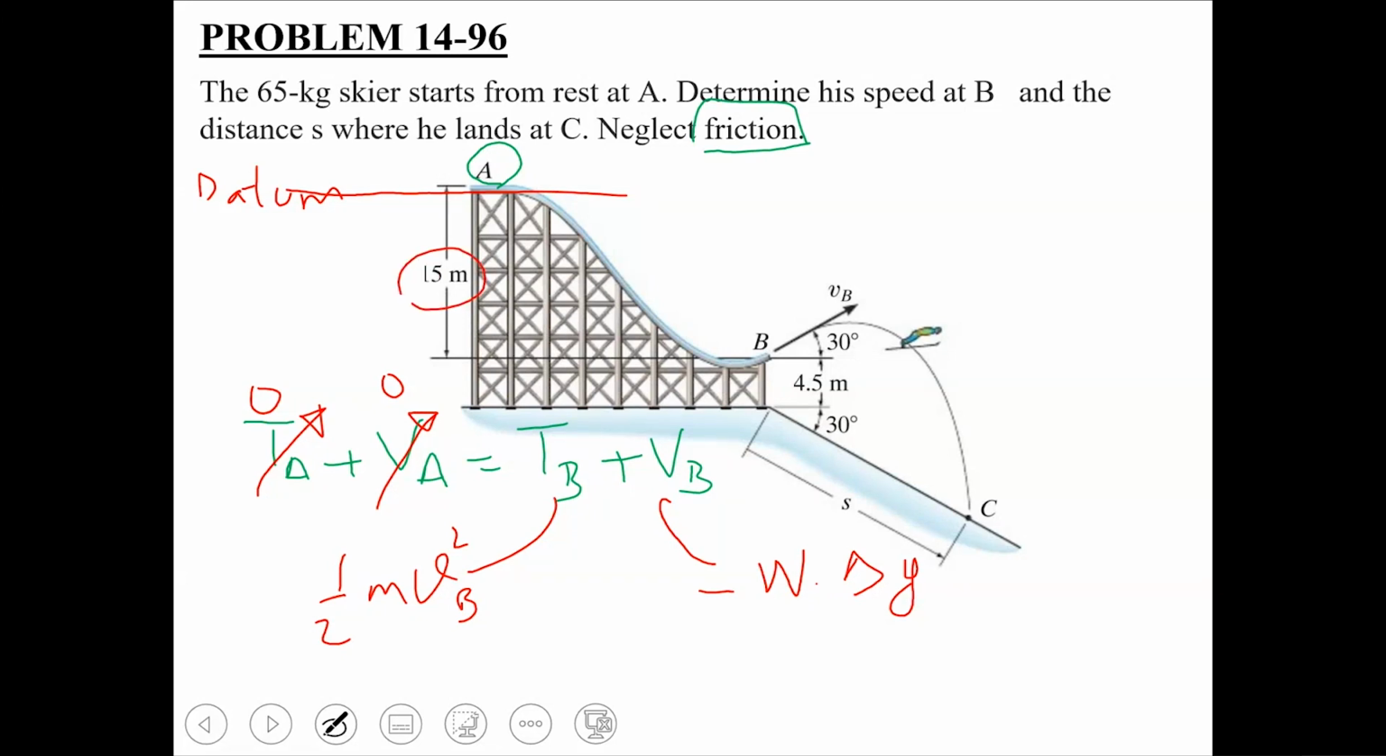So once you solve it, you can find the value of VB to be equal to 17.2 meters per second. So VB आपके पास आ गई, which is 17.2 meters per second. So this is the velocity with which the particle, the skier, is going to leave point B at an angle of 30 degrees. Now the second part, how you are going to determine this distance S? Any idea?